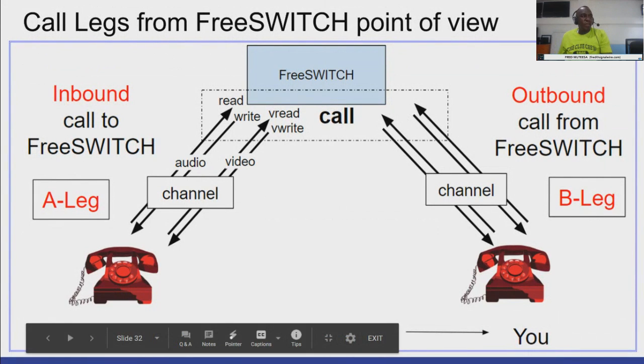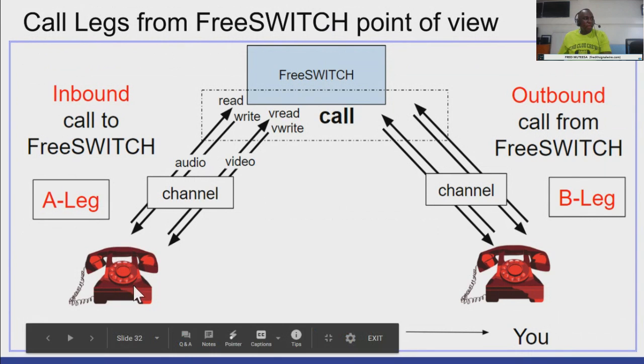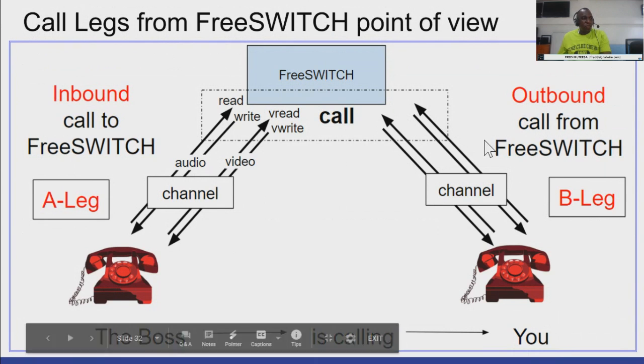So this is what I was trying to explain about the call legs, that when one phone calls the other phone, the phone that is calling will be the A leg, like you're seeing in this graphic. For example, this is a graphic where the boss is calling you. So the boss in this case will be the A leg, because the boss's call will first go to FreeSWITCH, and then FreeSWITCH will route the call to you. Which means from FreeSWITCH to you, that is the B leg. So in this case, the A leg is the inbound and the B leg would be outbound.